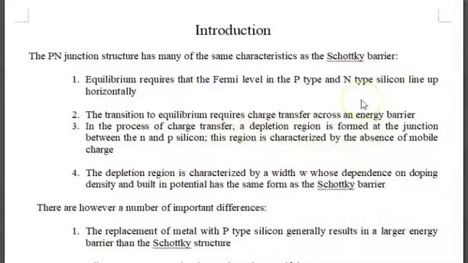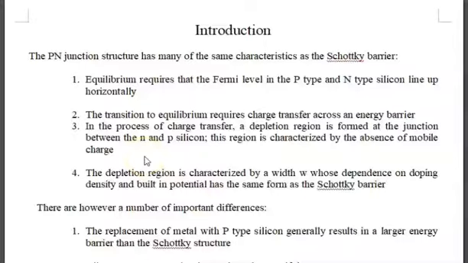Electrons move, just like in the N-type silicon Schottky barrier, the rectifying one, from the silicon to the p-type. Holes move from the p-type to the n-type. And the depletion region is characterized by an absence of mobile charge, and in fact at the metallurgical junction, it will be precisely intrinsic.